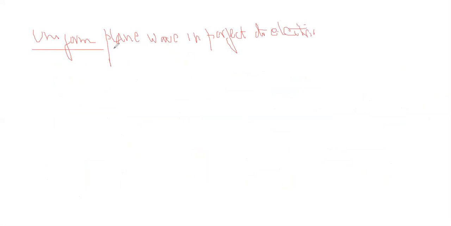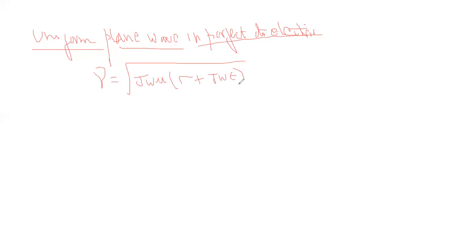Dielectric means the epsilon is present. Sigma is 0. So that wave is propagated through boundary conditions. The incident beam, the propagation constant gamma is equal to the square root of j omega mu (sigma plus j omega epsilon). This is the actual propagation constant equation.